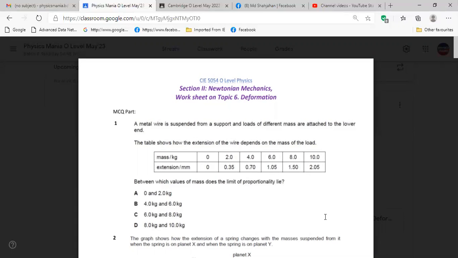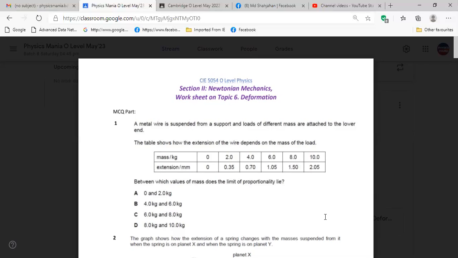0.45, right? In each one. Yeah, so it's more than the previous, right? Yes. So here is somewhere we are having the limit of proportionality or elastic limit, right?